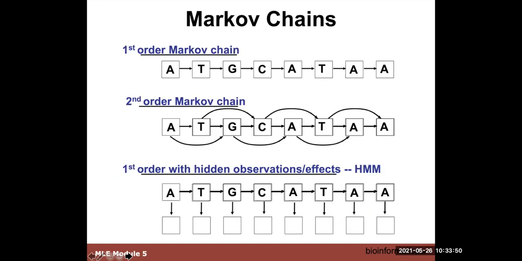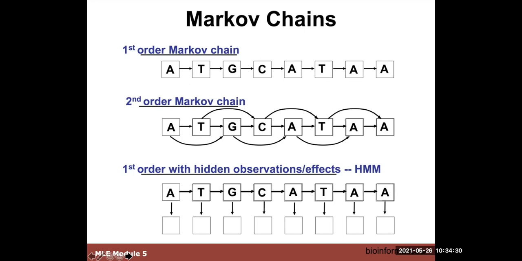There are different types of Markov chains. The simplest one, where only the preceding event, preceding base or preceding amino acid, determines what's going to follow, is a first order Markov chain. A second order Markov chain is dependent on two preceding events. So in the sequence given in the middle, you need A and T to contribute to the occurrence of G. You need T and G to contribute to the occurrence of C.